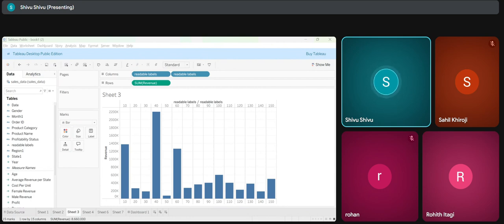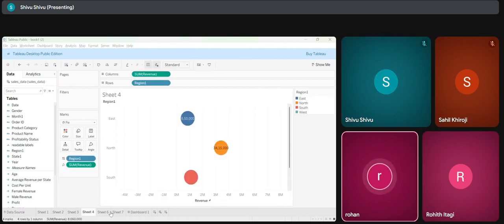The chart makes it easy to compare months side by side. Overall, the bar chart clearly shows that the revenue is not consistent every month. Some months performed extremely well, while others were weaker. This helps us understand the best and worst months of business performance. The next sheet will be explained by my friend Rohan.